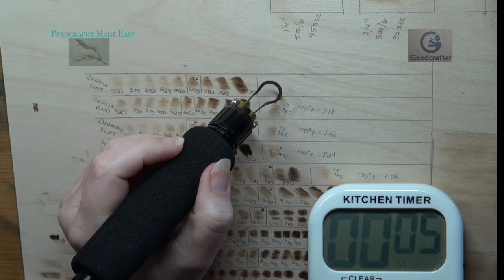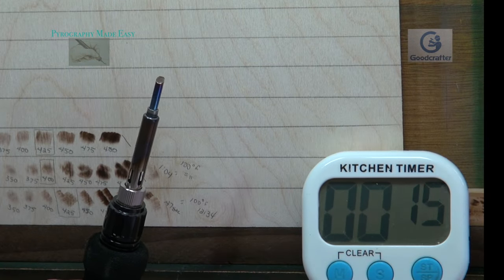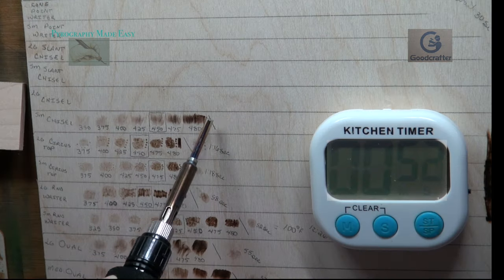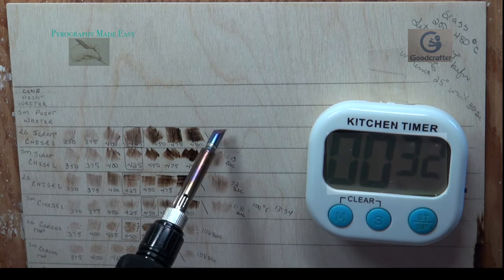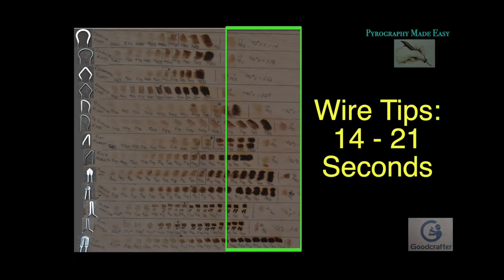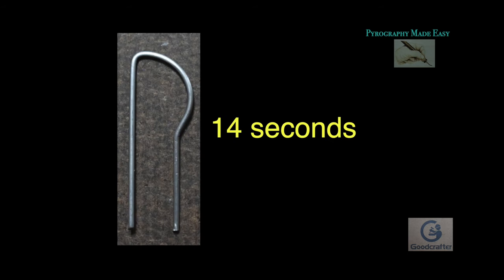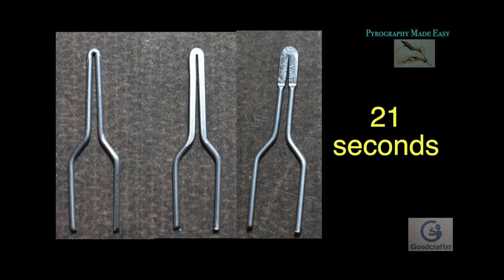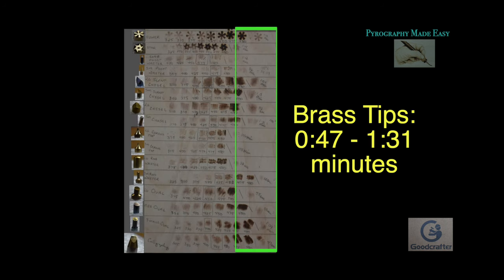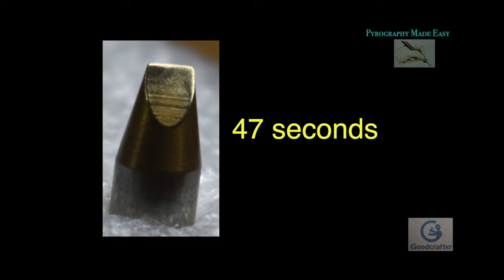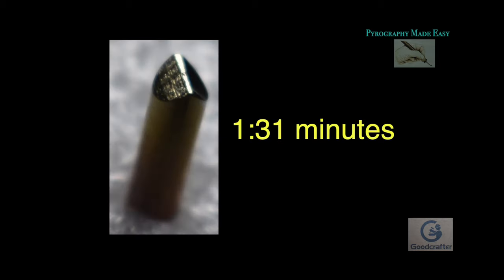You may have noticed a box was drawn around one result on every row of the tonal range test. Every single pin tip that was tested in the last chapter was tested in this one. The wire tips ranged between 14 and 21 seconds to warm up. This was the fastest wire tip at 14 seconds, and these three wire tips were tied for the longest at 21 seconds. The brass tips ranged between 47 seconds and 1 minute and 31 seconds to warm up. This brass tip was the fastest at 47 seconds, and this one the slowest at 1 minute and 31 seconds.